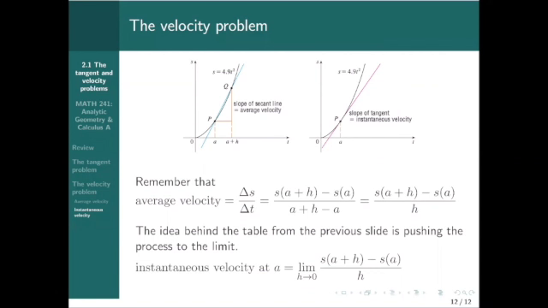So the average velocity problem is going to require us to evaluate the slope of secants, and the instantaneous velocity problem is going to require us to evaluate the slope of a tangent.